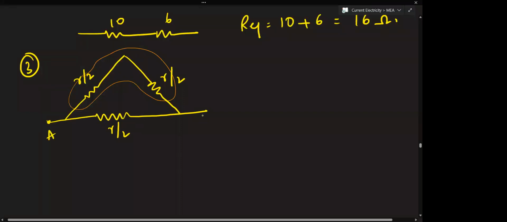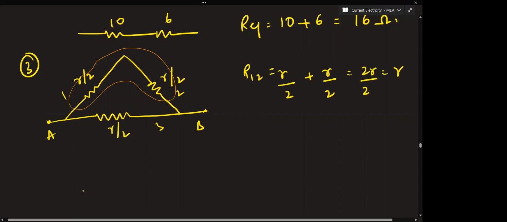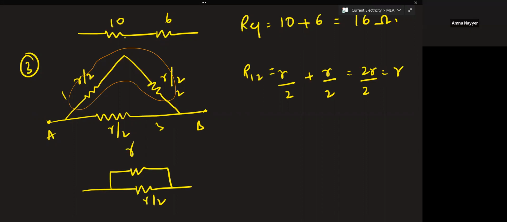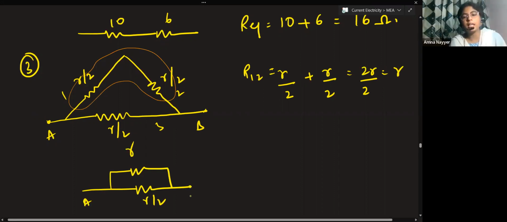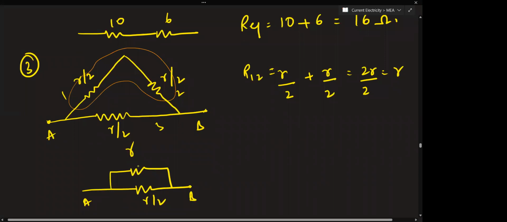This was your point A and this was your point B. So if I say this is 1, this is 2, this is 3, R12 will be simply R by 2 plus R by 2. This gives 2R by 2, that is R. Yes, that will be small r. Now see, R by 2 and small r. These are connected in parallel, A and B.